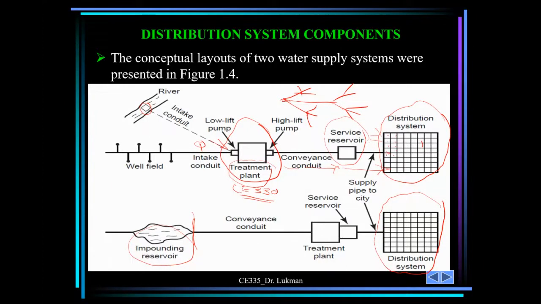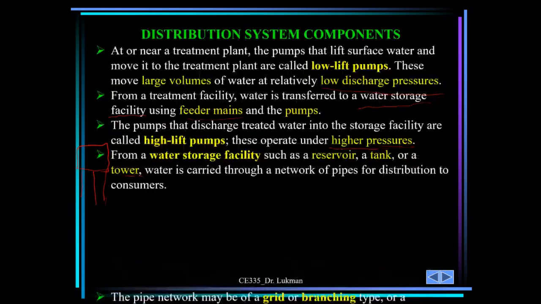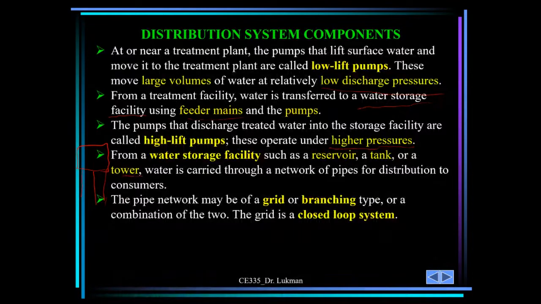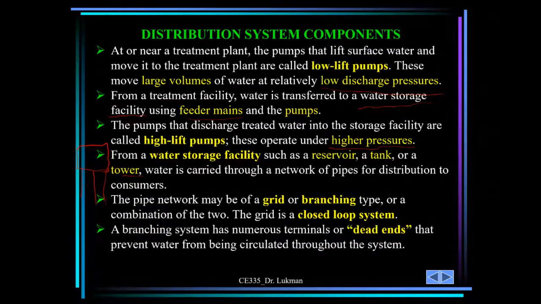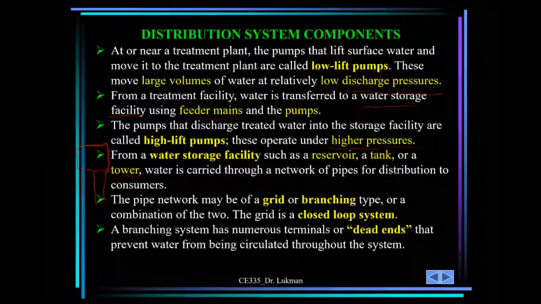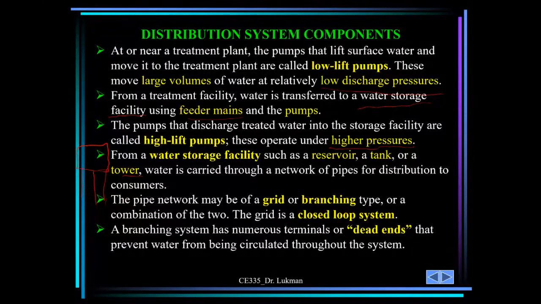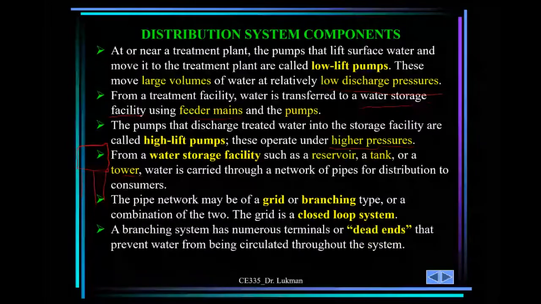All these are pipes and these are nodes. And sometimes you have a combination of the two. You may have a branch network together with a grid network. We're going to analyze the pros and cons of each one, for the closed loop system and the branching system. A branching system has numerous terminals or dead ends that prevent water from being circulated throughout the system.